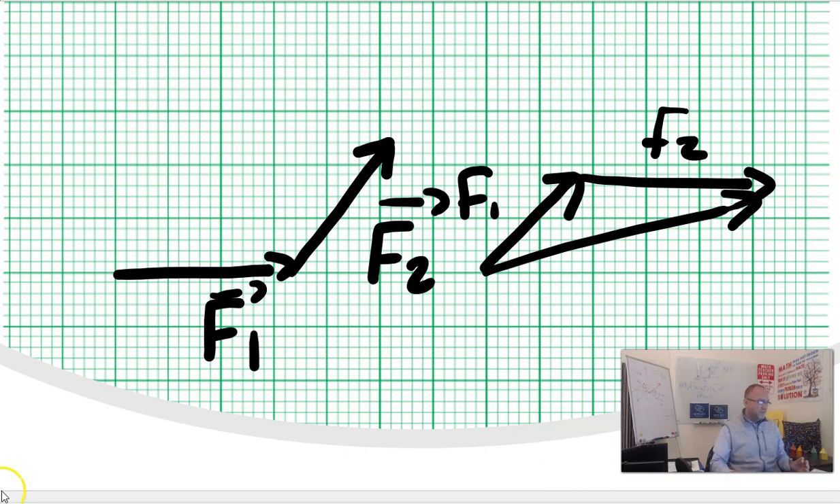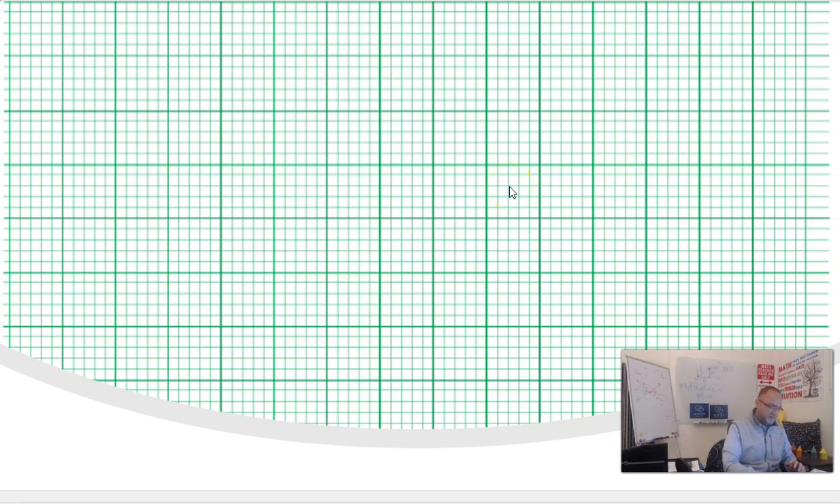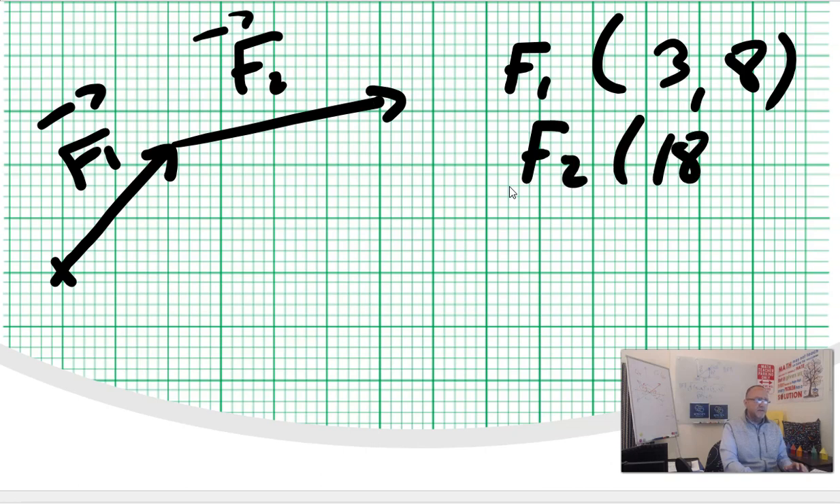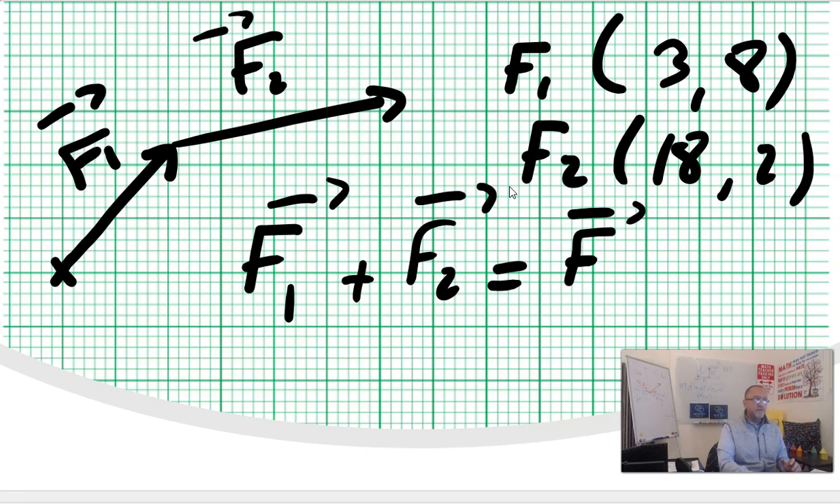Resulting force. So if they give you numbers, if they want you to calculate, let's say you have an F1 here, okay, and you have another F2 here, and you just see that drawn or sketched in front of you in your physics books. They tell you, let's say F1 is 3, 8, and they tell you that F2 is 18, 2. So you want to just apply what your physics teacher has taught you, and you say, okay, the resulting force is F1 plus F2 equals total F. Okay, and this is my total F. And you might get part of the grade for that, but you need to calculate it.